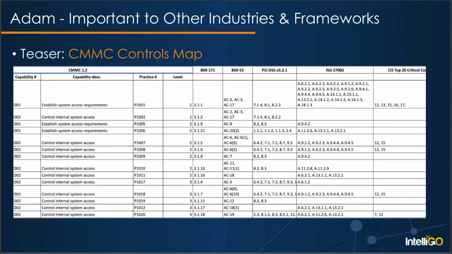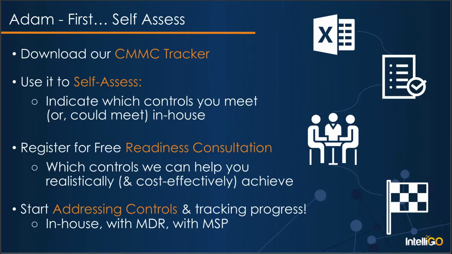But for buying criteria, if you are in that DoD space, you're going to want to hit the level requisite with your contract obligations, right? The people that you're doing business with. So all that to wrap up and just quickly say before we get into individual controls, what are we hoping you do at the end of this webinar? Grab the tracker, self-assess, fill it out, right?